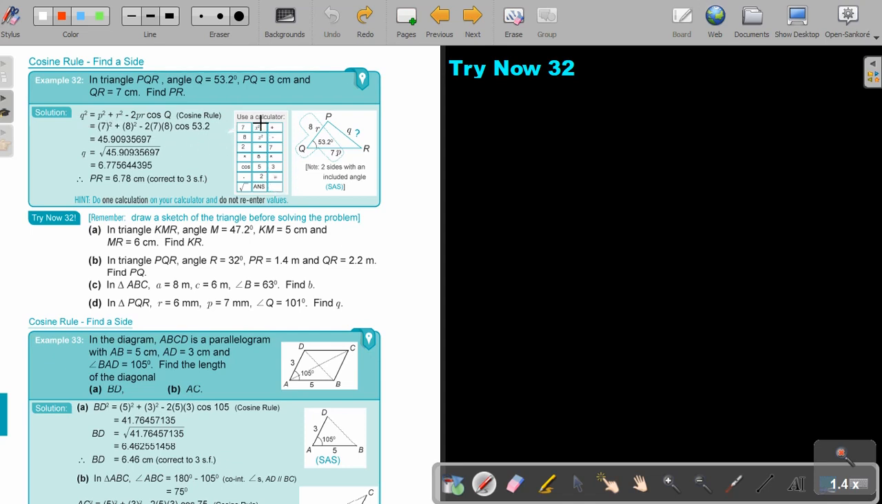Now, look how you press it. Say 7 squared, that's the square, plus 8 squared minus 2. Your calculator does BODMAS automatically. So usually I was putting a bracket, but you can try it on this method. So 2 multiply 7 multiply 8 multiply cos 53.2 equals. And now, keep that on your calculator, but to get that square away, take the square root. So press square root equals, and that will give you the answer. Do one calculation on your calculator and do not re-enter values. You can write it down, but just keep everything on your calculator.